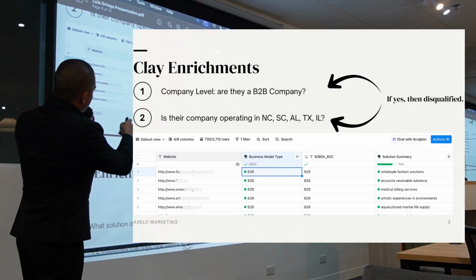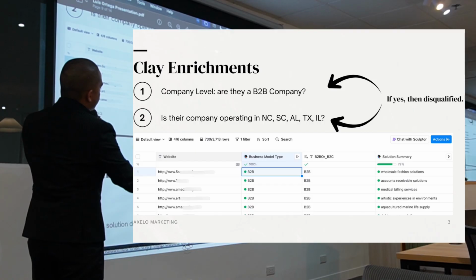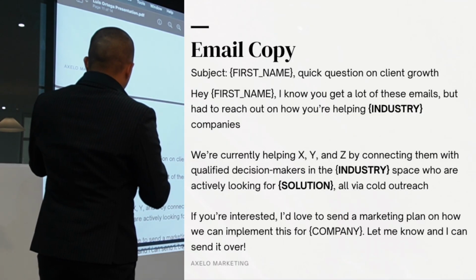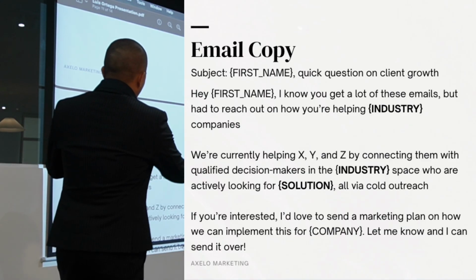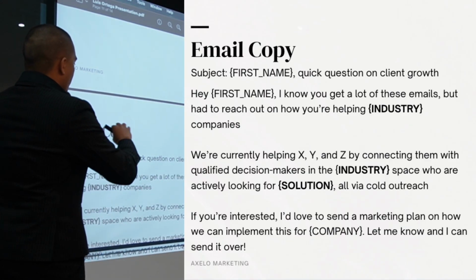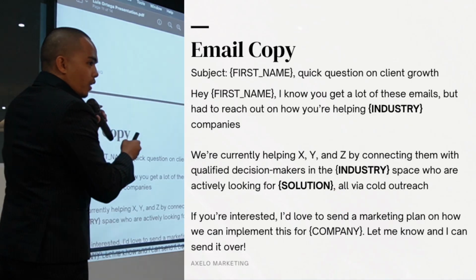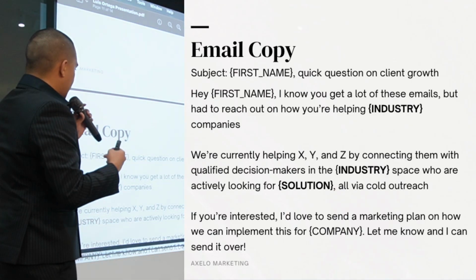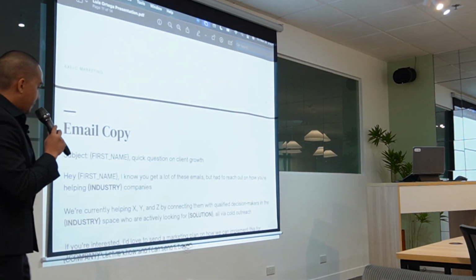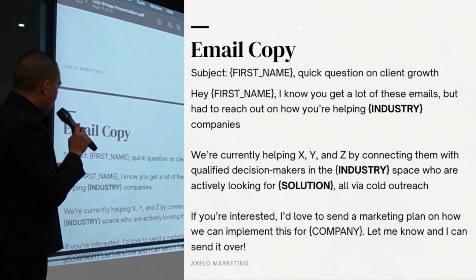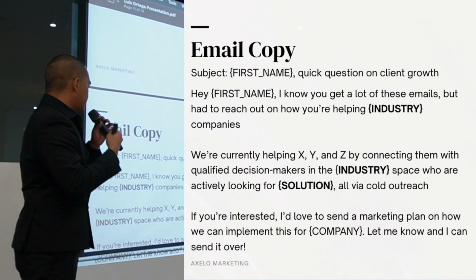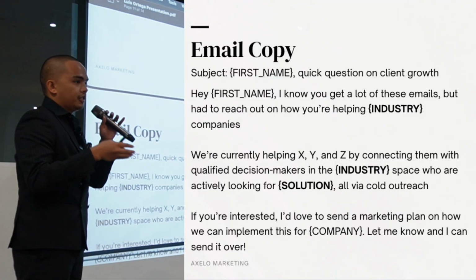Now, the first one to do is just, this is what the Clay table looks like. Now the second part would be the email copy. So this is what the email copy looks like. The subject line would be very simple: first name, quick question on client growth. And this is the part where I use all of the data I got from Clay as part of the copy. So the first line would be, hey, first name, I know you get a lot of these emails, but I had to reach out on how you're helping industry companies. So it would look something like, on how you're helping financial services companies.